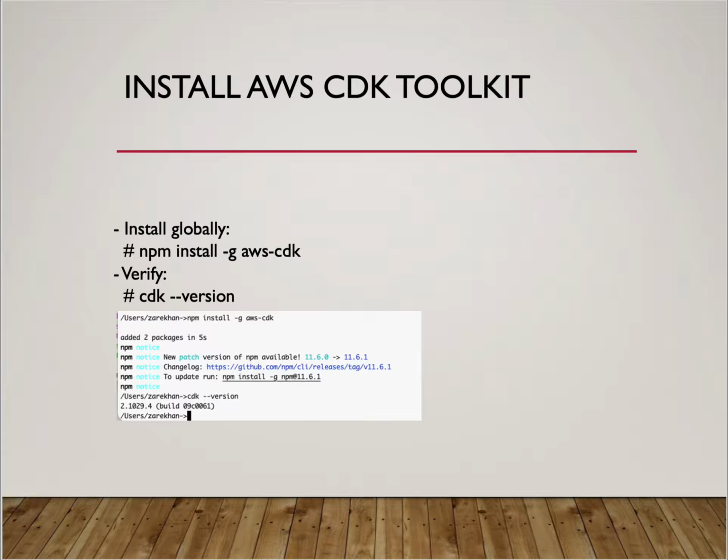The CDK toolkit is a command line tool to interact with CDK apps. Install it globally by running npm install -g aws-cdk. Then confirm it's installed with cdk --version. This will be the main tool you will be using to bootstrap and deploy your projects.